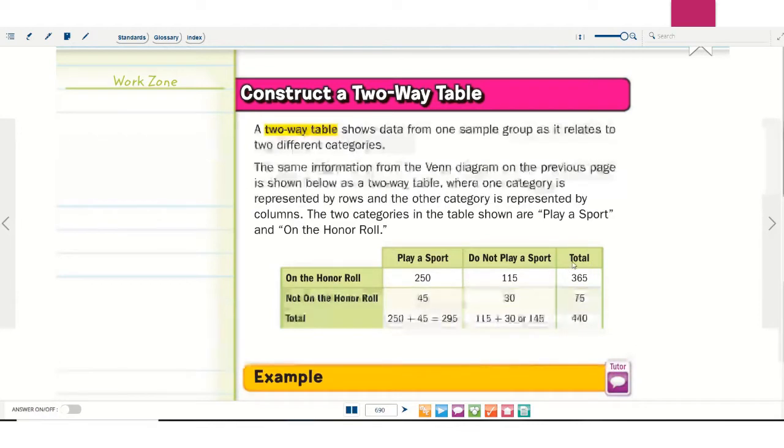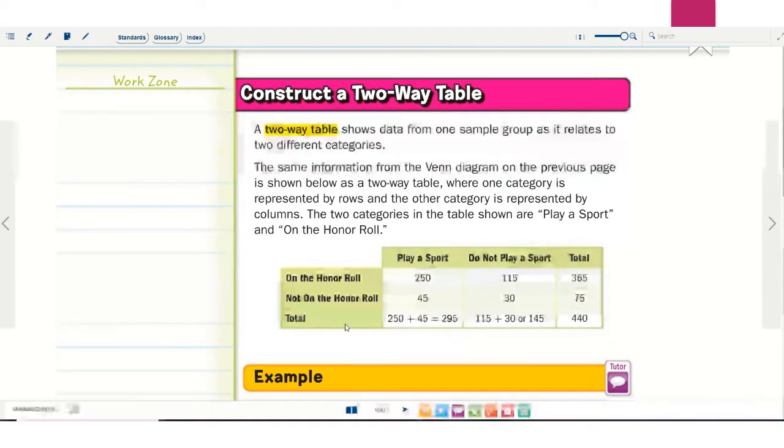When you look at these, you're going to notice that at the end you will see a total. The total on the right here gives us the total for the number of students that are on the honor roll, which, as we can see, is 365. Not on the honor roll would be 75. When I add that column up, I should get 440.